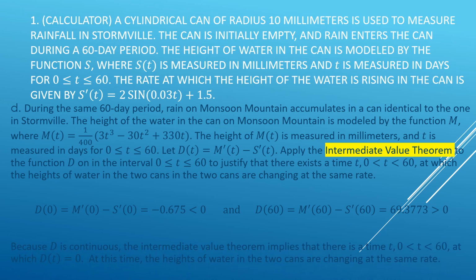So because D is continuous, the intermediate value theorem implies that there is a time at which the difference between n prime and s prime is 0. In other words, n prime and s prime are the same. I know that because D of t has to equal 0 somewhere in that interval, because 0 is between negative 0.675 and 69.3773. So I had to cross the axis at some point to go from negative to positive. So at that time, the water in the two cans must be changing at the same rate because D equals 0 somewhere on the interval.